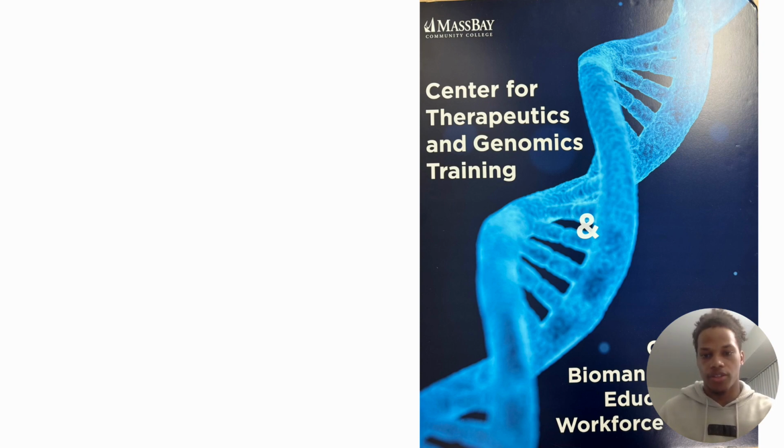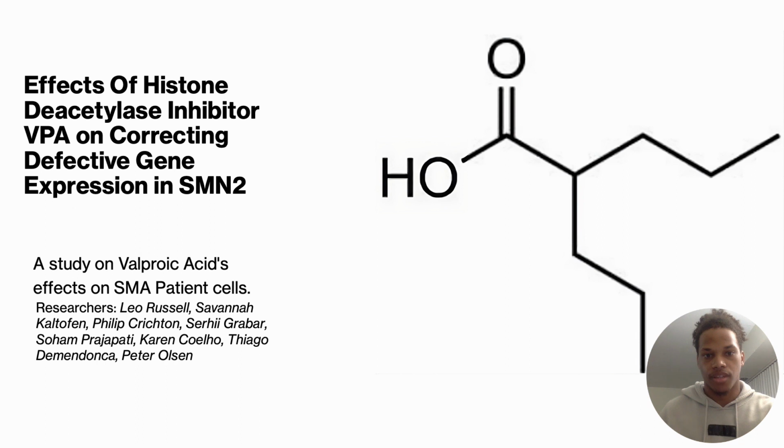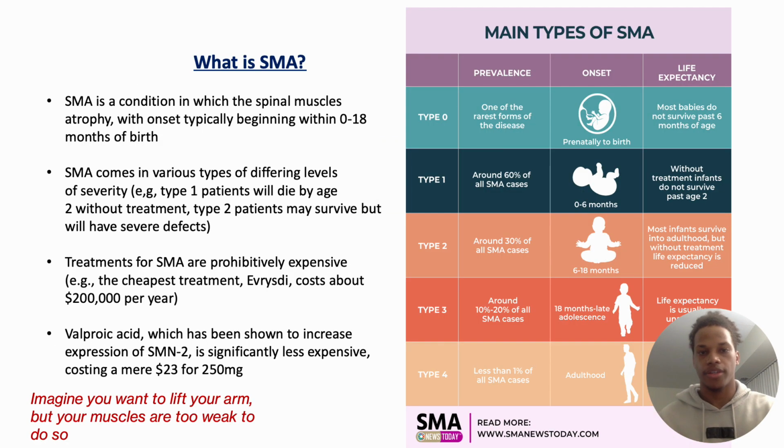I am Leo Russell, and today I will be giving our research project for BT 101 Class 050. The effects of histone deacetylase inhibitor, VPA, on correcting defective gene expression in SMN2, a study on valproic acid's effect on SMA patient cells. So, what is SMA?